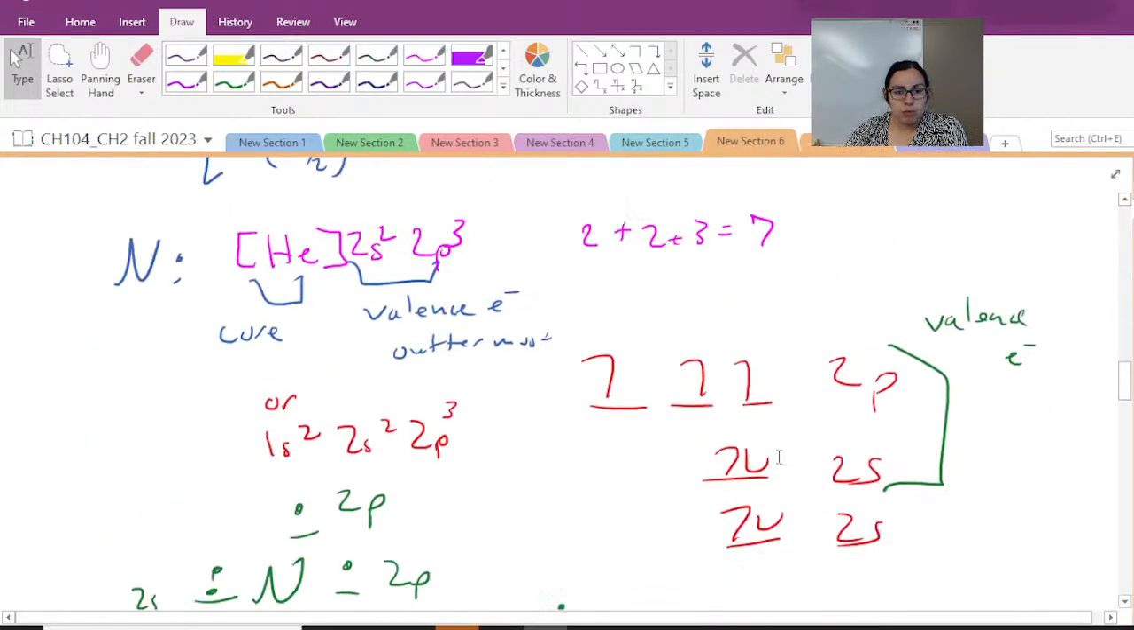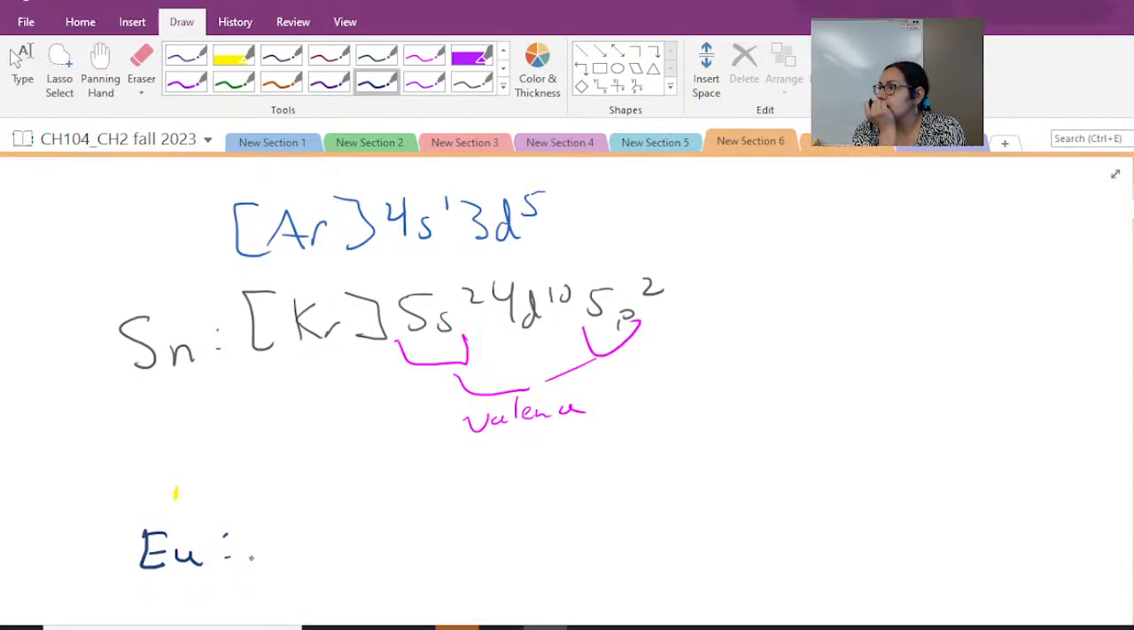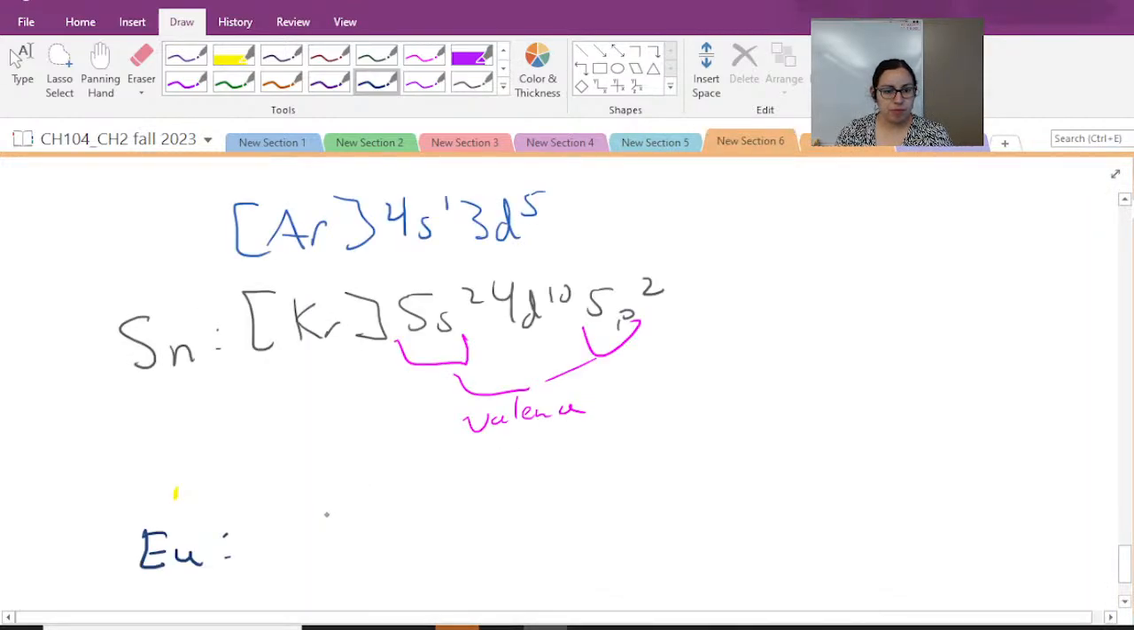Are we ready to go over europium? Should it, in the bracket, be xenon? Oh, wait. Yeah, that's right, sorry. And then 6s2 and 4f6.